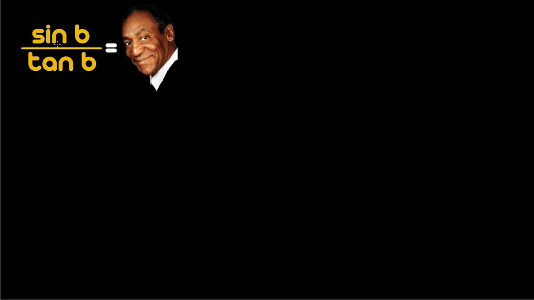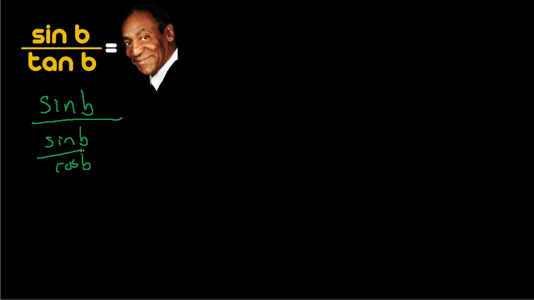In this question, I think we'll work with the left side for obvious reasons. The first step for most trig identities is to turn everything into sines and cosines. I have sine b over tangent b, so I think I'll replace tangent b with sine b over cosine b. So I'm going to work only with the left side.